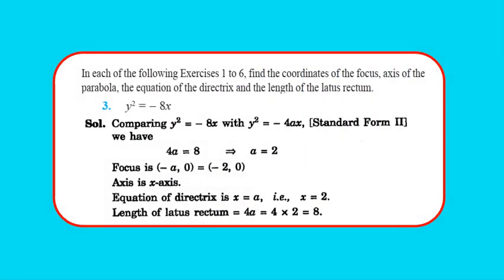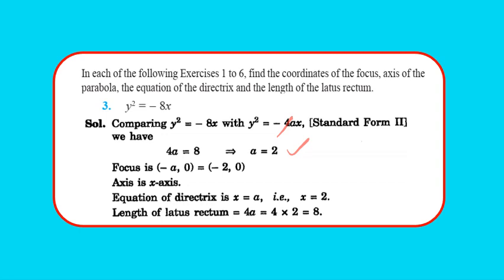Moving to question 3. y square equals to minus 8x, and we have to find the equation of the directrix, length of latus rectum, coordinate of focus, and axis of the parabola. So y square equals to minus 8x is in the form of y square equals to minus 4ax. Comparing with the standard form, 4a is equal to 8, or a equals to 2.